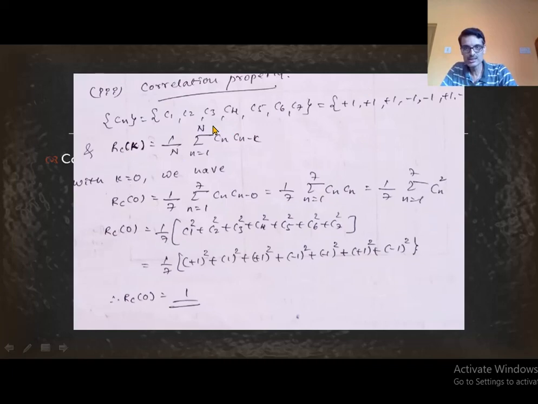How to calculate the autocorrelation values? 1 by n summation of this to this. For different values of k we have to calculate. So for k equal to 0 we have this value. For Rc of k, 1 by 7, where 7 is the length of the PN code, summation Cn minus 0. Cn into Cn is Cn square. That's it. So what is Cn? These are the values. I substitute here C1 square, C2 square, something like that. I put these numbers here. What is the answer I got? The answer is 1. You can verify that. This is for k equal to 0. So for k equal to 0, Rc of 0 is always equal to 1. That's what I told earlier, right?